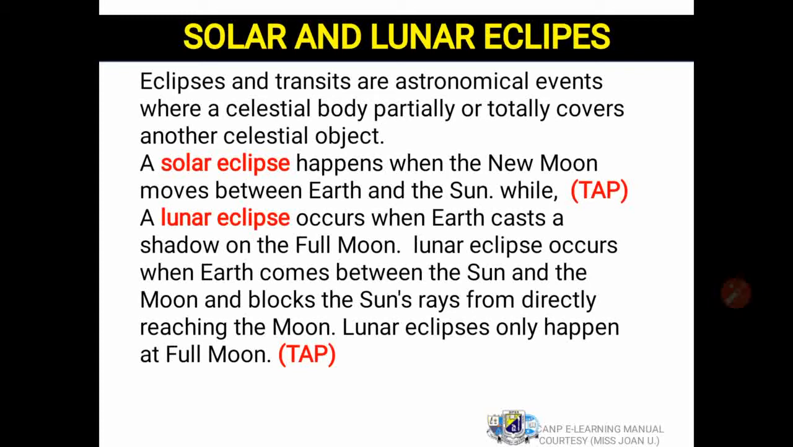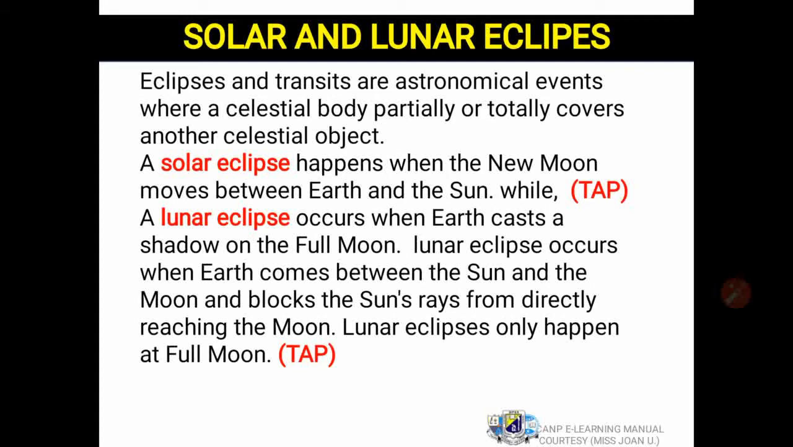Now when one of these bodies comes in between two bodies, we say eclipse has occurred. And there are two possible types of eclipse that have been discovered. One is called solar eclipse. When we talk of solar eclipse, we are talking about the moon coming in between the earth and the sun. So when the moon comes in between the earth and the sun, we say eclipse has occurred.